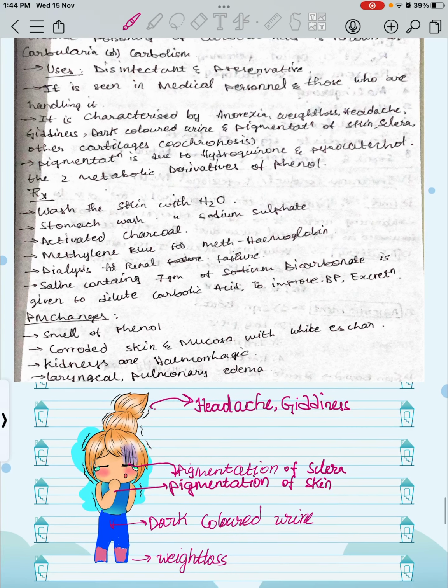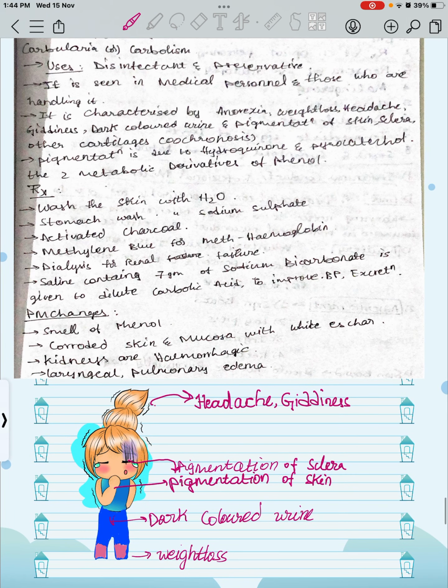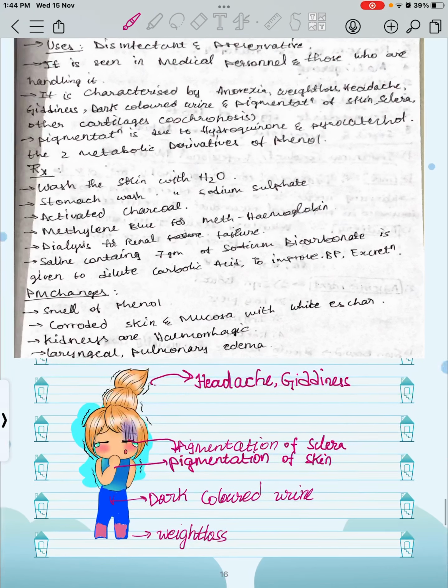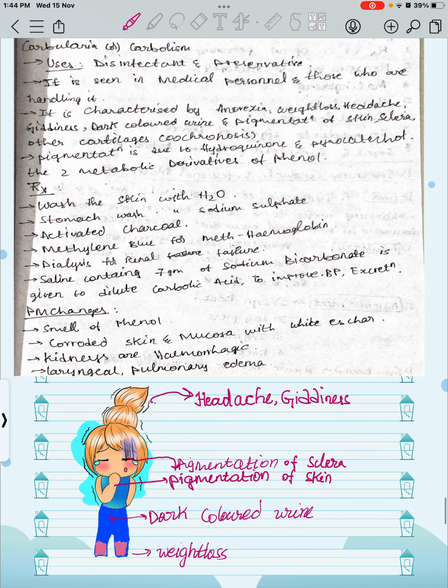The symptoms can be recalled by this picture. The picture shows a girl suffering from carbolic acid poisoning. She has headache, giddiness, pigmentation of sclera, pigmentation of skin, dark colored urine and weight loss.